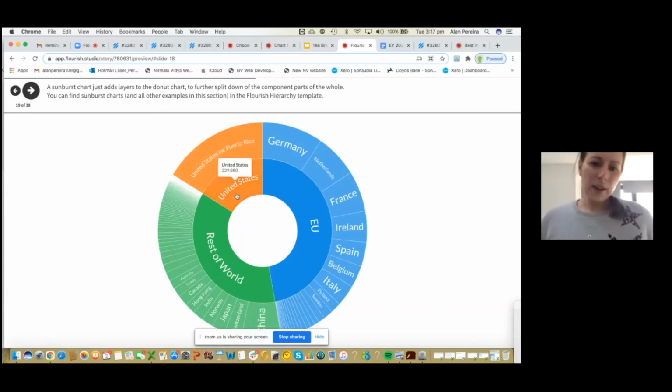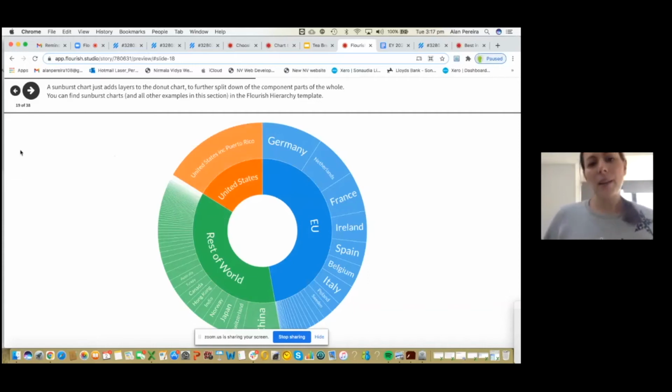This is again a part to whole relationship, but getting broken down further and further into underlying categories. And it's very easy to do sunburst charts in Flourish in our hierarchy template, as I explained before. So now you can see Germany makes up the highest amount of EU trade that the UK does, and China the highest amount of trade with the rest of the world.